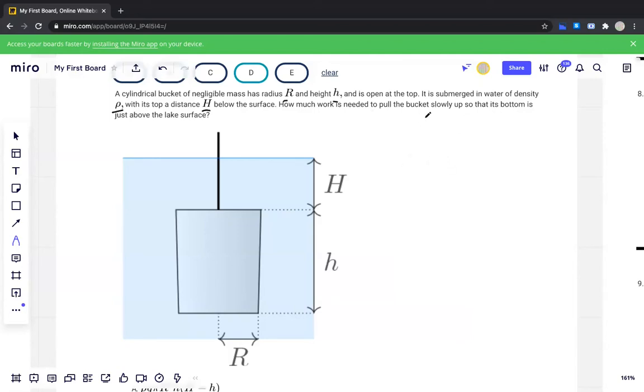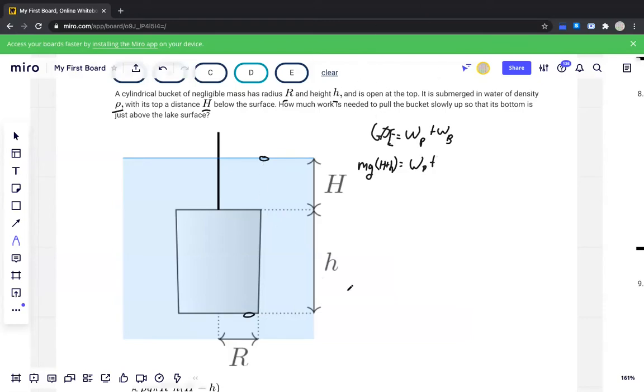So we can use conservation of energy because the gravitational potential energy, GPE, is going to be equal to the work done by pulling plus the work done by the buoyant force. So we can find the gravitational potential energy change because the bottom is going from this point right here all the way up to this point, which is a distance of big H plus small h. So it's going to be mg, which is our weight, times the height difference, which is big H plus small h. And this is going to be equal to our work done by pulling plus our buoyant force.